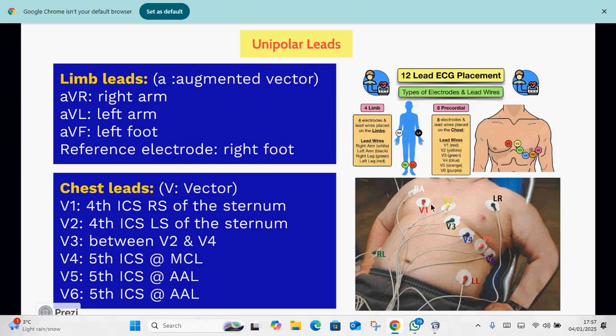Okay. Now we speak about the types of leads we have in the ECG. There are two types, unipolar and bipolar. The unipolar have got two types, limb and chest. So unipolar limb leads 3, unipolar chest leads 6, bipolar 3. We will speak about the bipolar in the next slide.